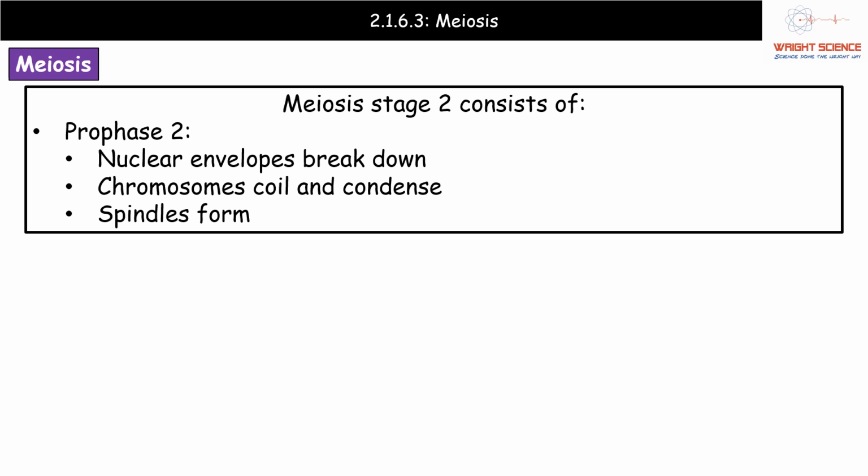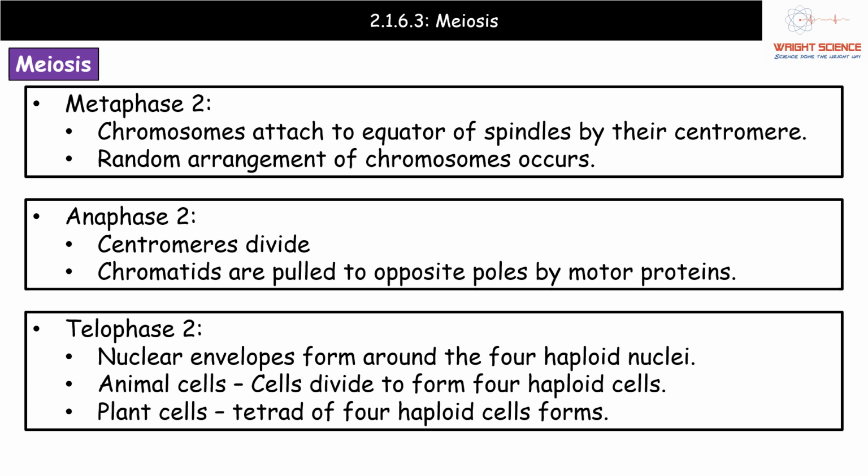We're now going to enter stage 2 of meiosis. And what we're going to enter, first bit, is prophase 2. So in prophase 2, the nuclear envelope breaks down, the chromosomes coil and condense, and the spindles form. After prophase 2, we enter metaphase 2. So the chromosomes are then going to be attaching onto those spindles by their centromere at the equator. And again, we've got that random arrangement of the chromosomes. Anaphase 2 comes next, where the centromeres are going to divide. Chromatids are pulled to the opposite poles by those motor proteins.